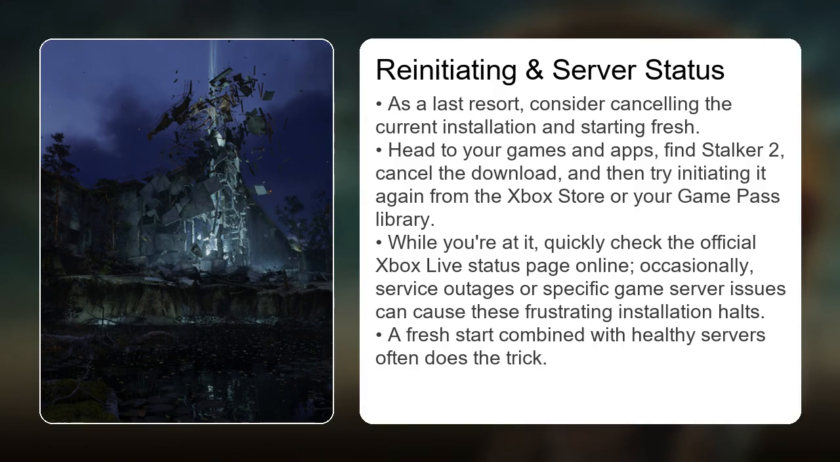As a last resort, consider canceling the current installation and starting fresh. Head to your games, find Stalker, cancel the download, and then try initiating it again from the Xbox store or your Game Pass library. While you're at it, quickly check the official Xbox Live status page online. Occasionally, service outages or specific game server issues can cause these frustrating installation halts. A fresh start combined with healthy servers often does the trick.